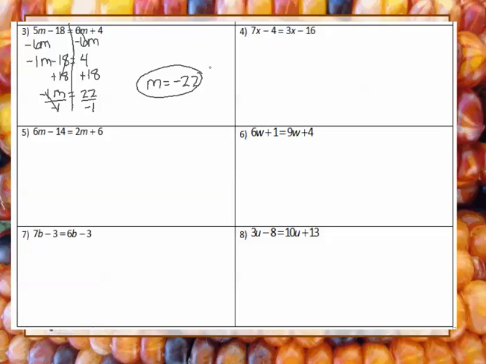Okay, so go ahead, you finish the rest of this page, so 4, 5, 6, 7, and 8. And when you're ready, unpause the video and you can check your answers to make sure that they were right.